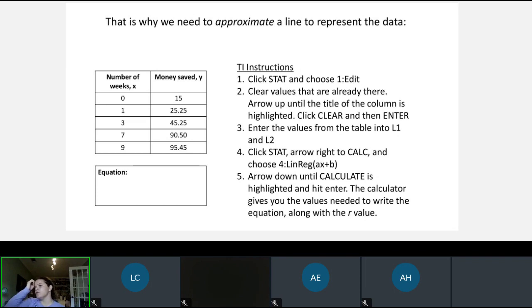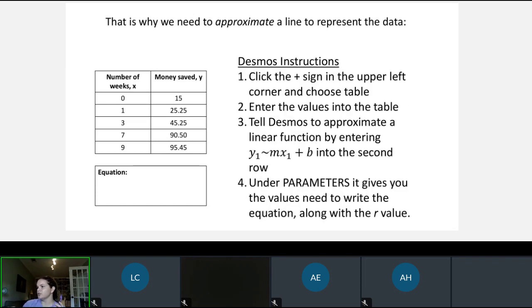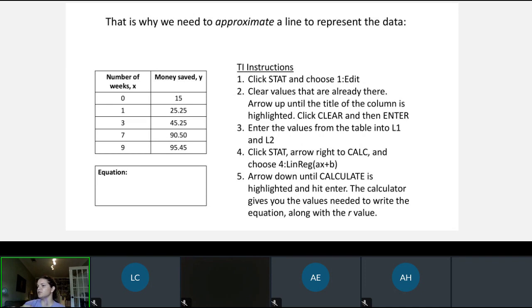Okay, so if you are using your calculator, we're going to do your instructions first. If you're using Desmos, we will do your instructions next. So if you're using a calculator, and if you want to just learn how to do both, then follow along with me. That's totally fine.